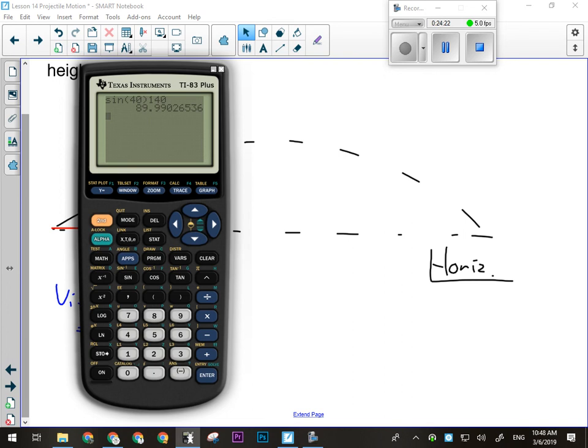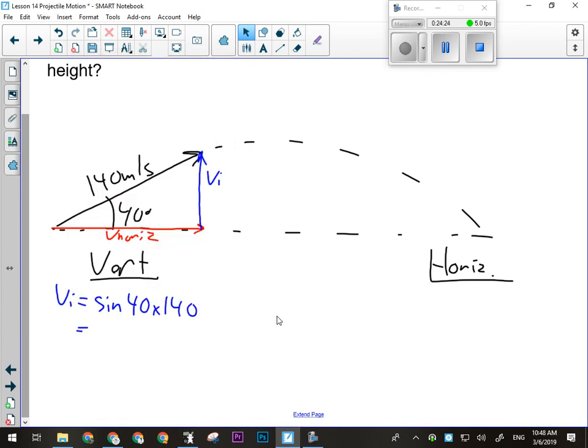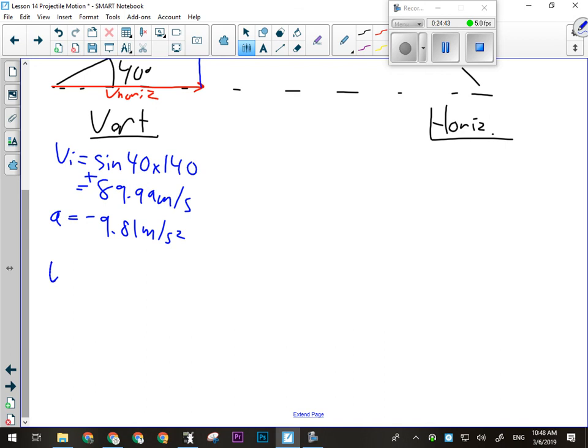Okay, so we got 89.99 meters per second up. All right, so that's positive. We also know the acceleration is negative 9.81 meters per second squared. And what's VF if we're talking about the whole trip? Right, negative 89.99. That's just one of those things we have to remember. Those two velocities have the same magnitude, but opposite direction.